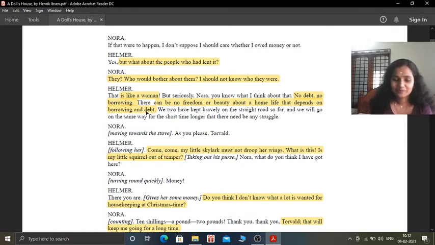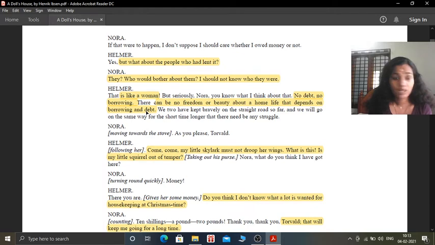And Helmer is following his wife. Helmer: Oh, come, my little skylark must not grow wings. What is this, my little squirrel out of temper? Oh, my dear wife, I know you are annoyed. No, don't be angry. Come here. See, I have got something for you. Don't be angry with me.